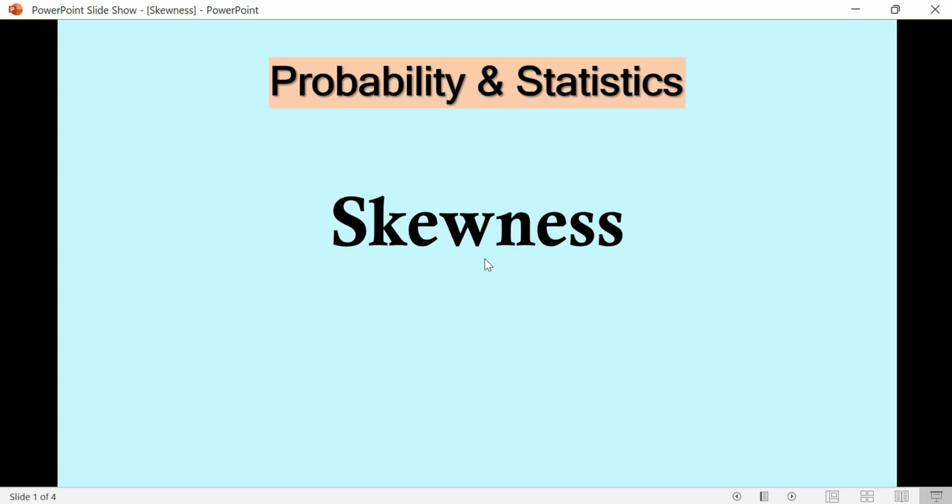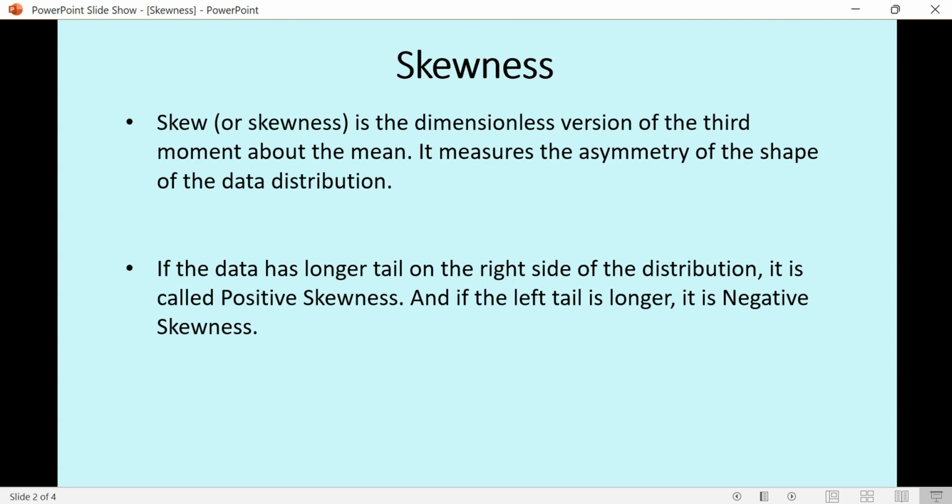Hello, in this video we will talk about skewness in statistics. Skewness is a measure in statistics for the distribution of the data. If skewness is positive, the data has a longer tail on the right side of the distribution. If the skewness is negative, it has a longer tail on the left side of the data distribution. In mathematical form, it is the dimensionless version of the third moment about the mean.